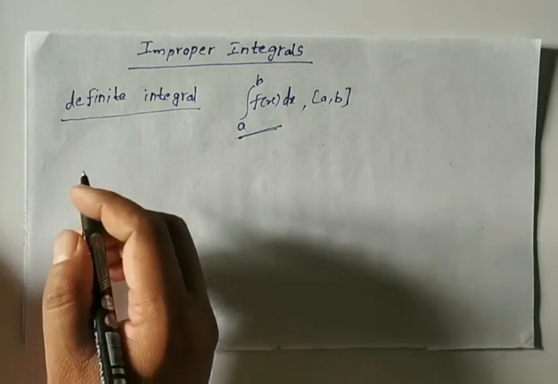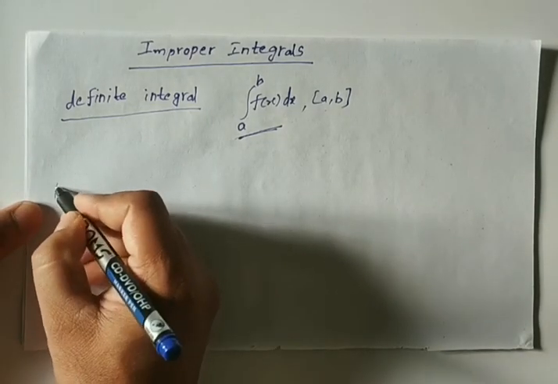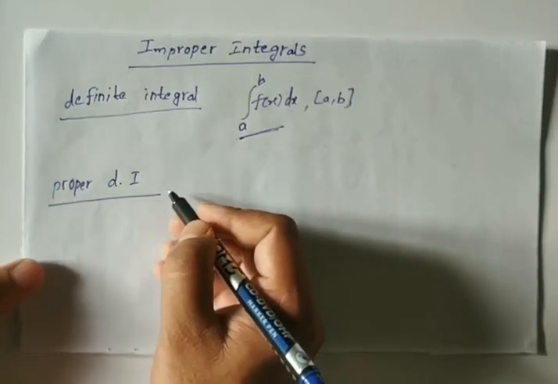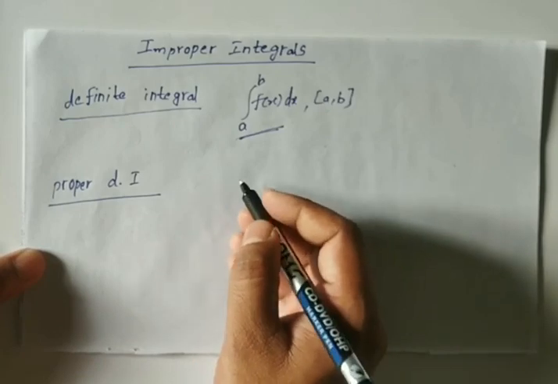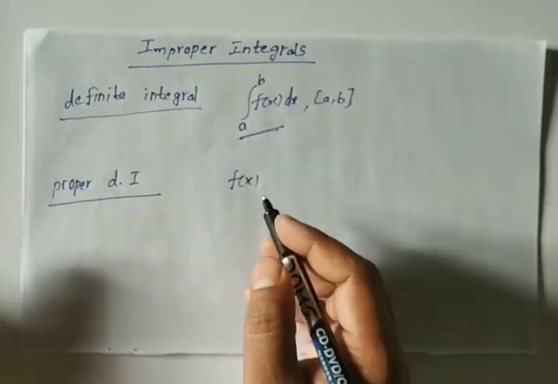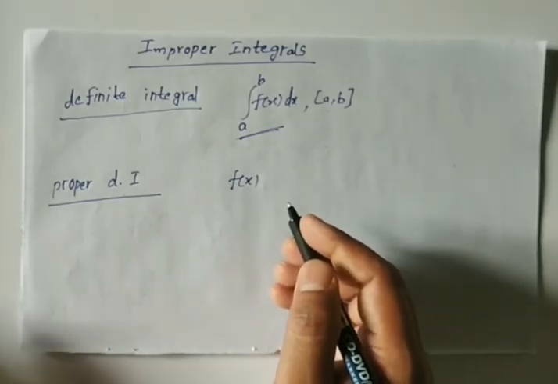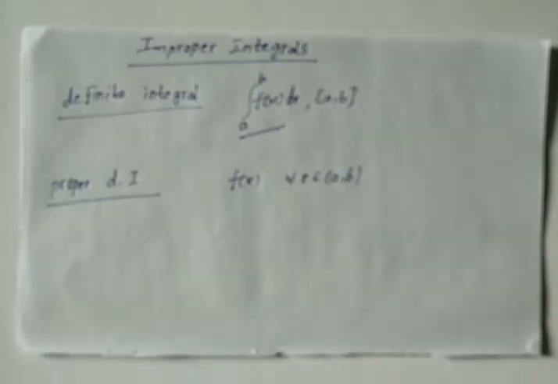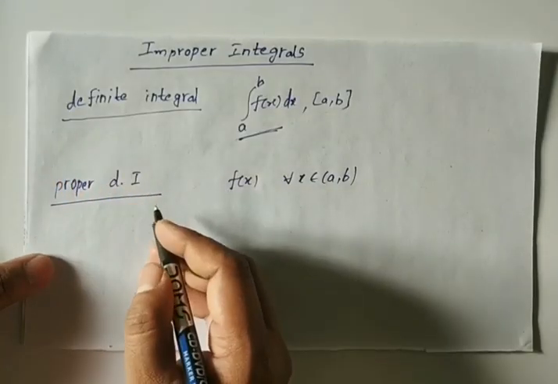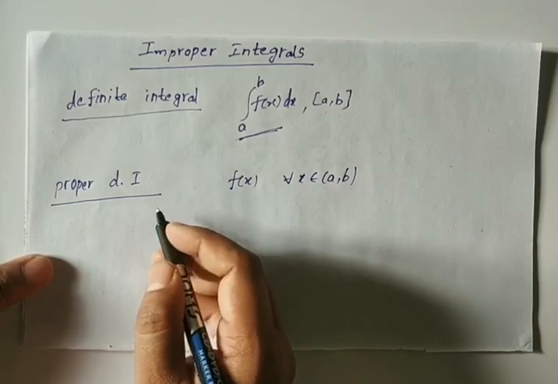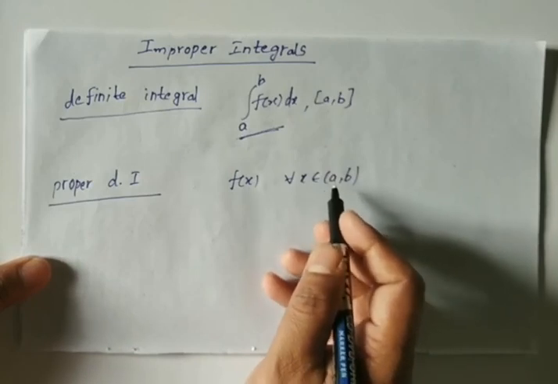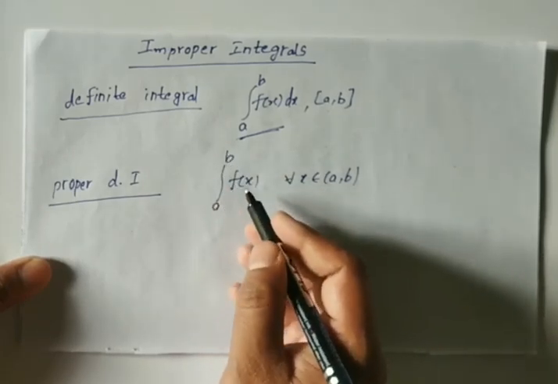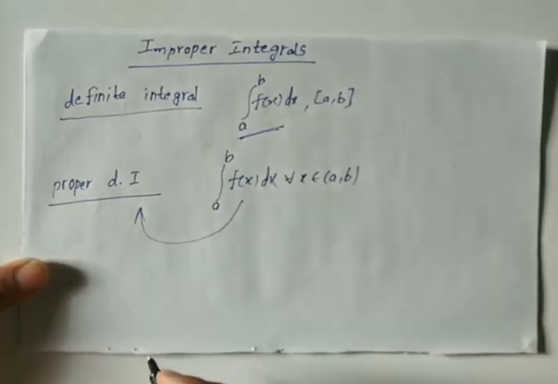Now let us see what is a proper definite integral. Let f of x be a bounded function on the closed interval a comma b, for all x belonging to the open interval a comma b. Here a and b are finite constants. Then this definite integral, that means integral from a to b f of x dx, is called a proper definite integral.